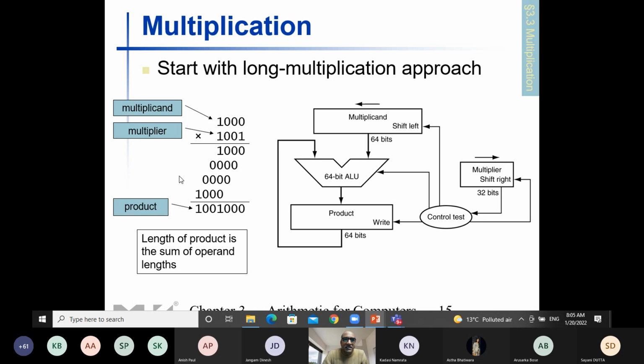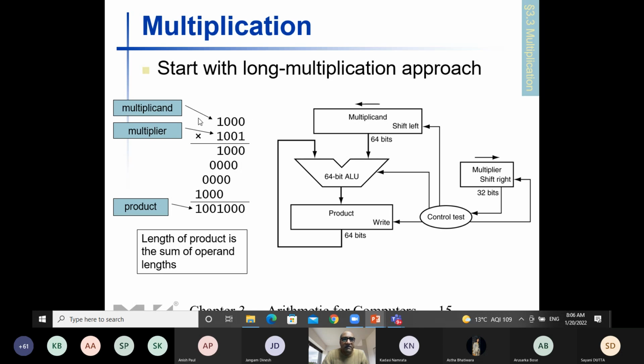In the case of multiplication, there are three terms involved over here. One is the multiplicand and another is the multiplier, and then when you perform a multiplication between these two, the result will be placed in the product register. The final result will be there in the product register.